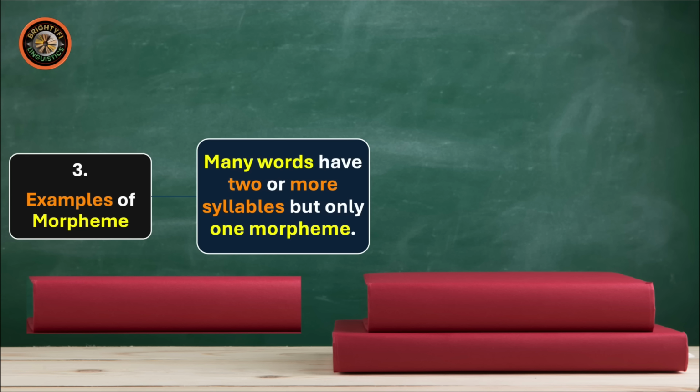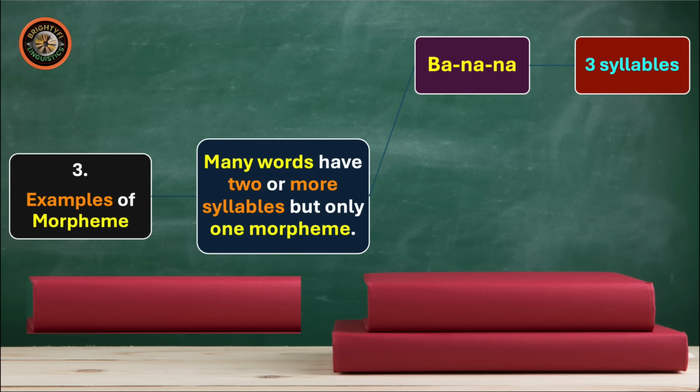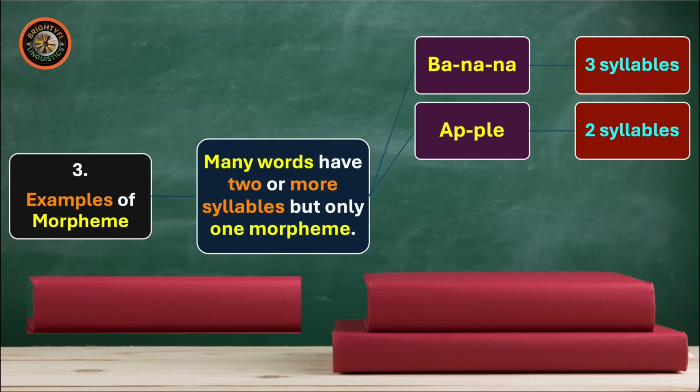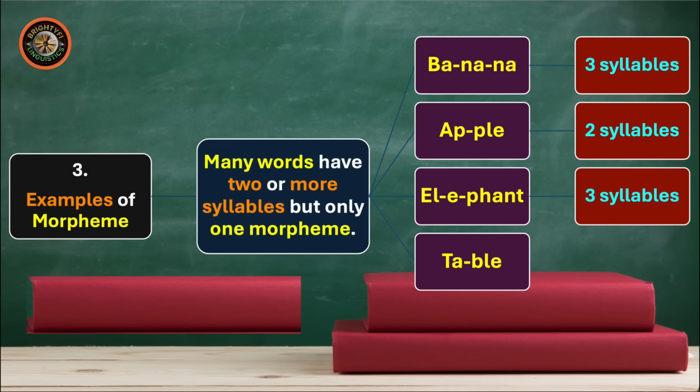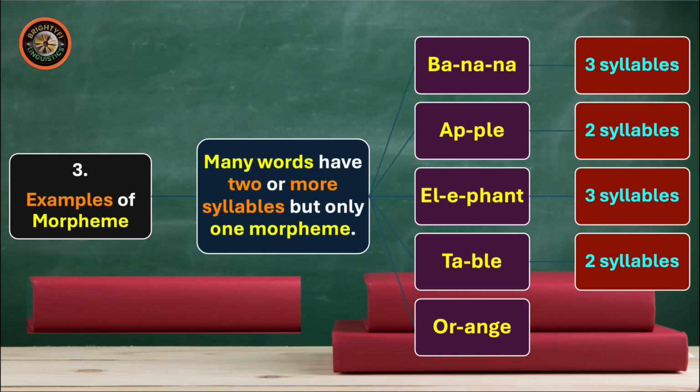Now move on to the third example of morpheme. Many words have 2 or more syllables but only 1 morpheme. How? Let's see. Banana. How many syllables does this word have? 3 syllables. Likewise, we have apple. It has 2 syllables. Elephant. It has 3 syllables. Table. It has 2 syllables. Orange. It also has 2 syllables. So the point is that many words have 2 or more syllables but only 1 morpheme.